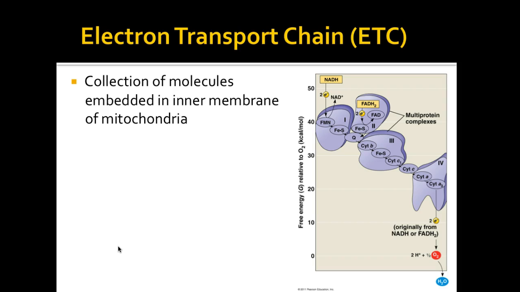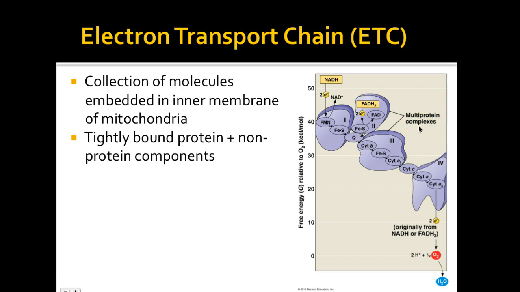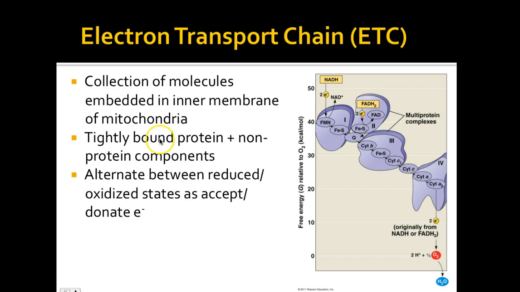So if we look at the electron transport chain, it is a collection of molecules, much like we see in the chloroplast with photosynthesis, that are going to be embedded in the inner membrane of the mitochondria. Here we see them. They are the multi-protein complexes. So those tightly bound protein and non-protein components are ultimately going to allow for the alternation between reduced and oxidized states as electrons are accepted and donated. This does not make ATP directly.